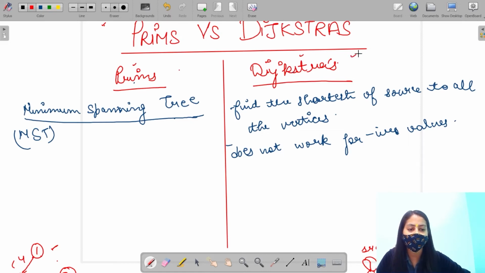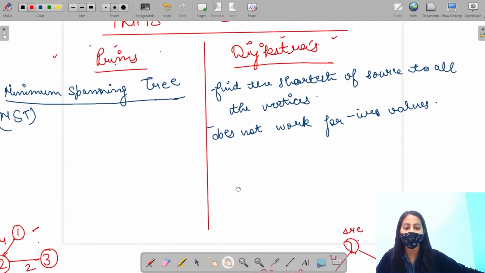If you are applying Dijkstra's algorithm to a graph, you are not necessarily going to get the MST for the same graph, right? And if you are finding the MST of a graph using Prim's algorithm, you are not supposed to get the result for the shortest distance of all the vertices from the source, right? So these two are totally different logically, right?